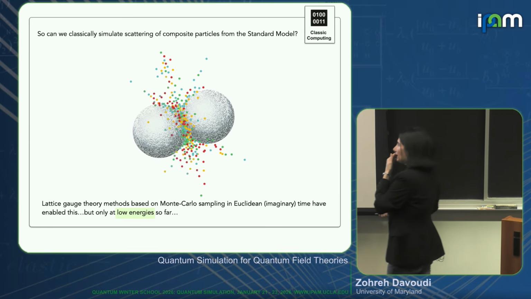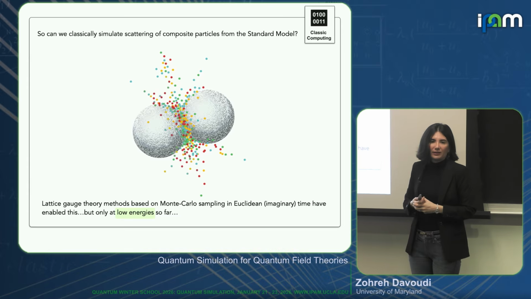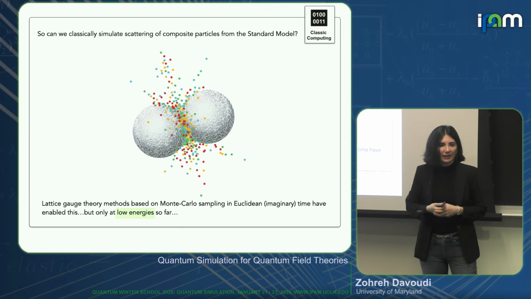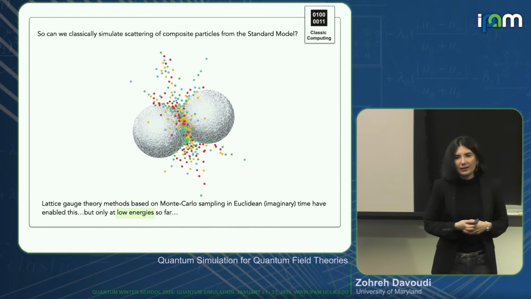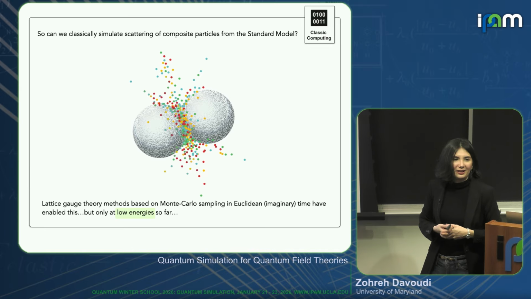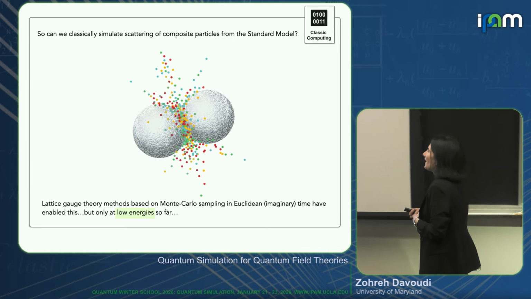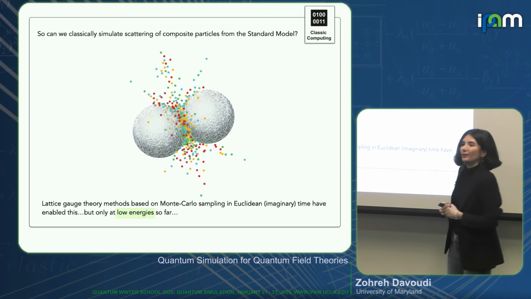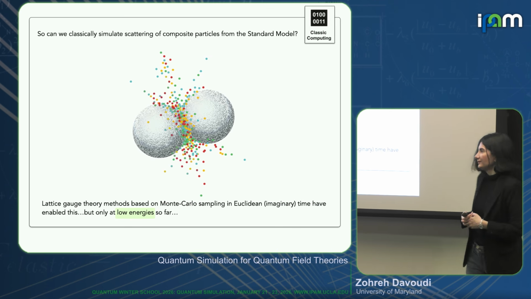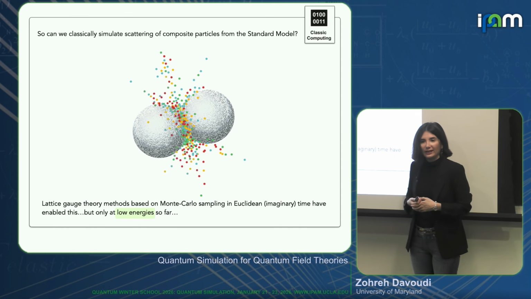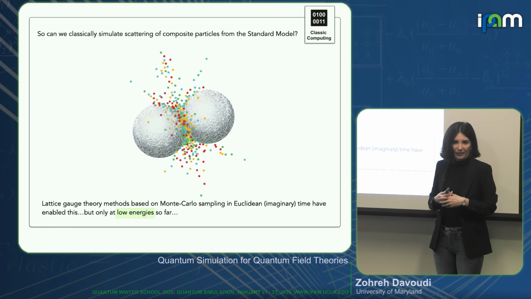So let's say we have now this method. Can we do a scattering? I told you that my goal is to be able to do this scattering of particles, because that's really important. That gives us pretty much everything that we care about in nuclear particle physics. So can we classically simulate a scattering of composite particles from the standard model? So the answer is a partial yes, but unfortunately, like in very limited scenarios.